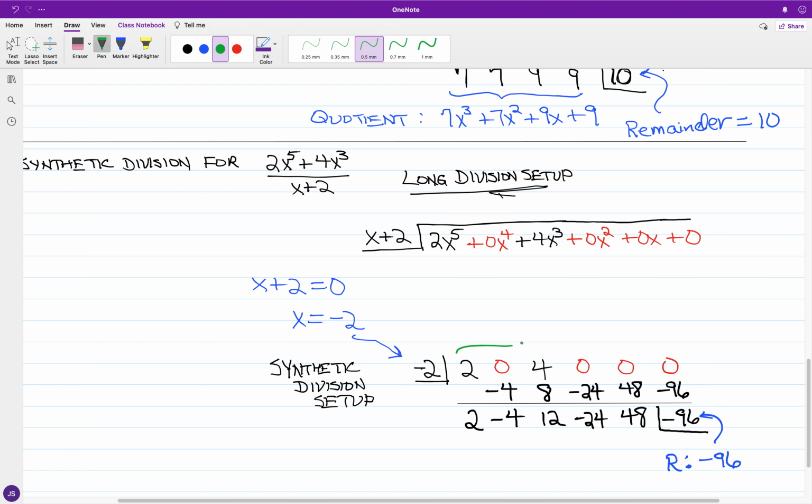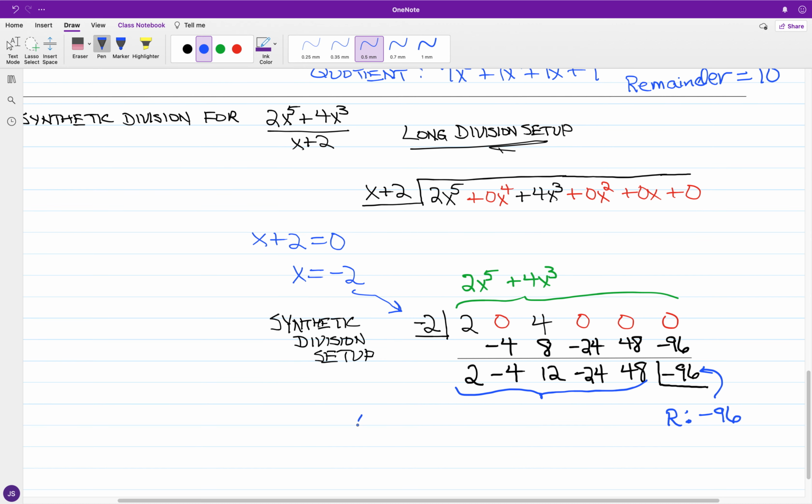Again, just for what I had originally with the 2 and the 4. Again, this was referencing 2x to the 5th plus 4x cubed. Now for the array of numbers in front of the remainder, this being referenced to what we have for the quotient.